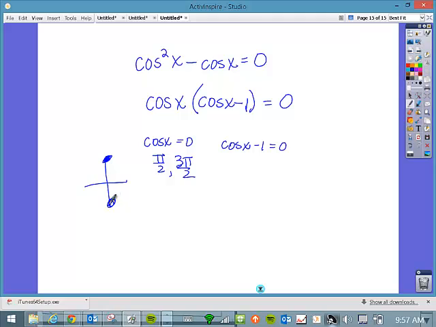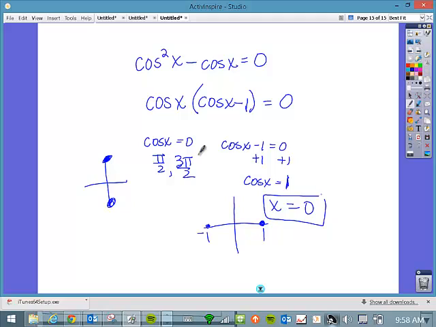Second equation, cosine x minus 1 equals 0. I would add 1 to both sides. And now we need to think, where is cosine x equal to 1? At 0 it's equal to 1. At pi it's equal to negative 1. So cosine is equal to 1 when x is 0. So we have 3 answers: pi over 2, 3 pi over 2, and 0.